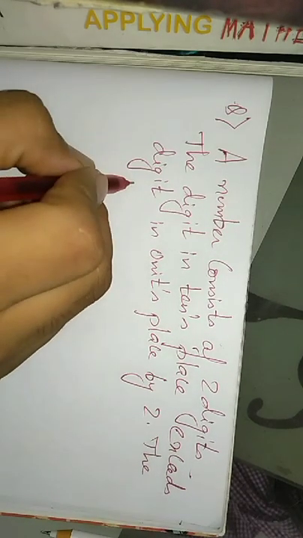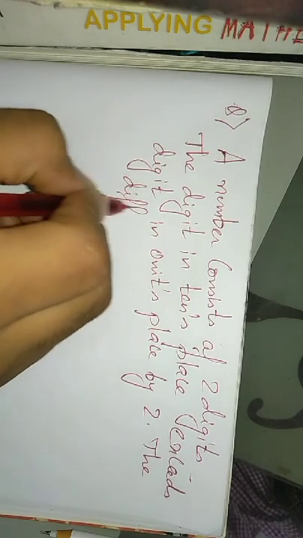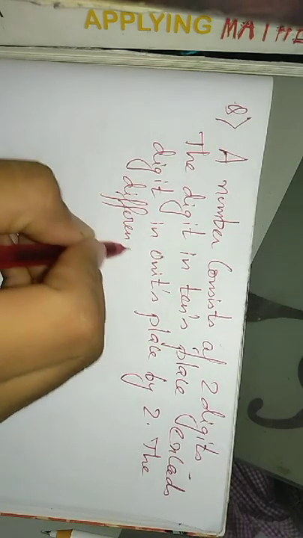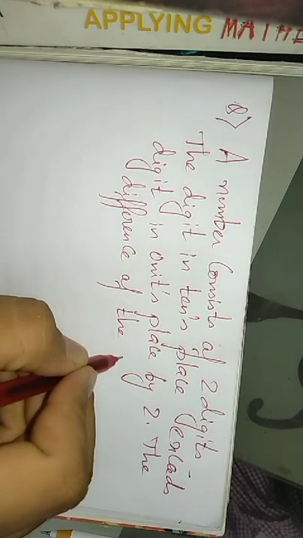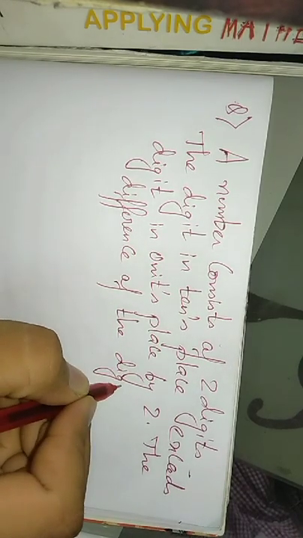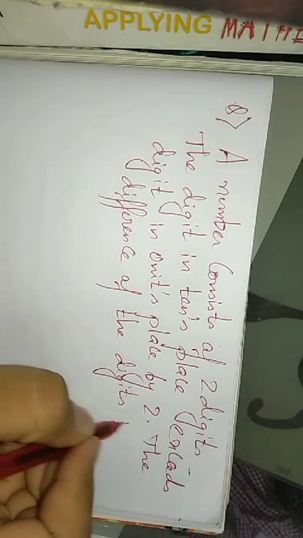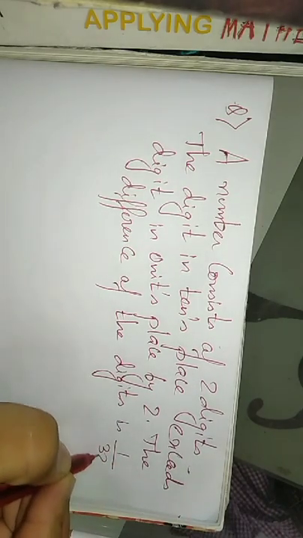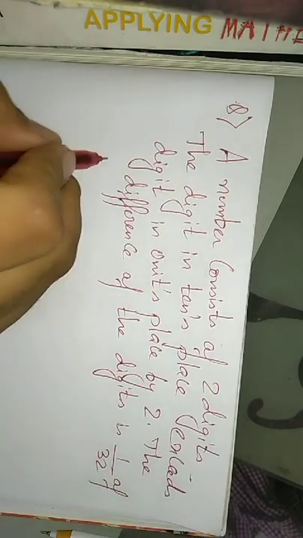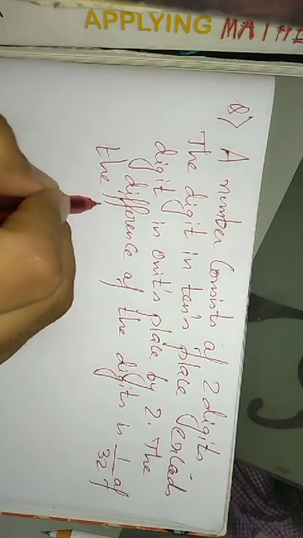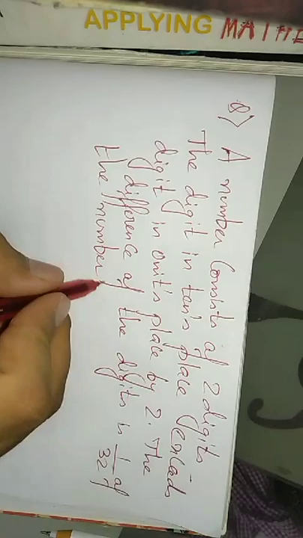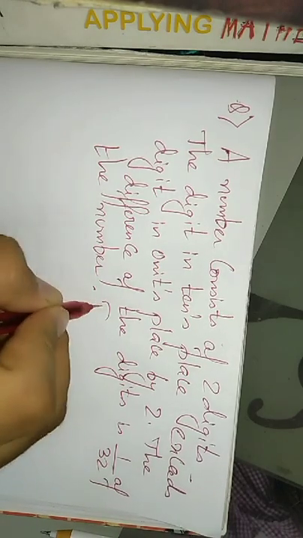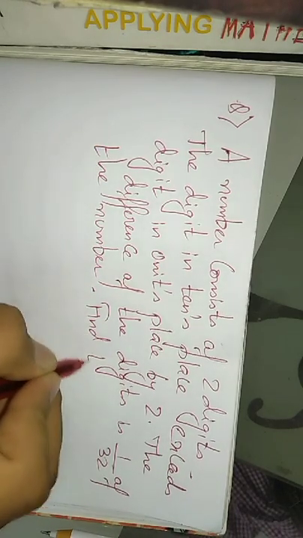The difference of the digits is 1 by 32 of the number. You need to find the number. What is the number?